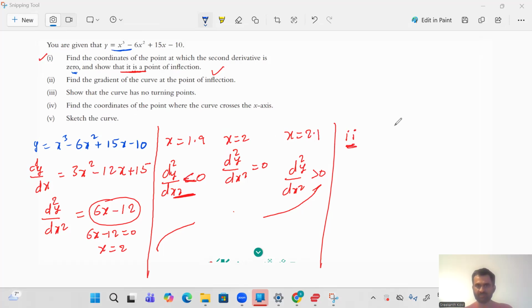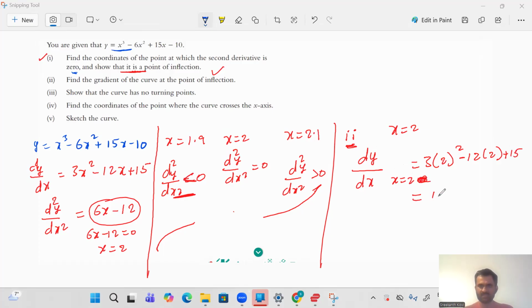The point of inflection is x equal to 2. To find the gradient, you always use dy by dx. dy by dx at x equal to 2, you replace: 3 times 2 whole square minus 12 times 2 plus 15. So this is equal to 12 minus 24 plus 15, which is equal to 3. This is second part. And now third part.